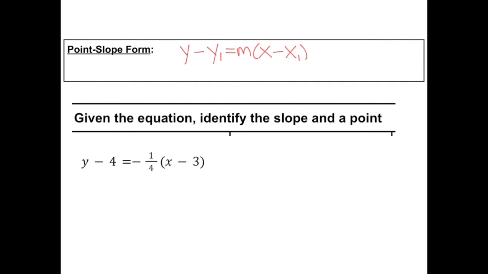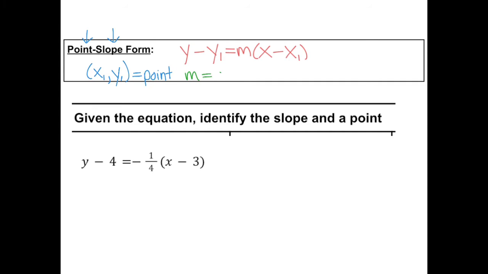Point slope form is y minus y1 equals m times x minus x1. Much like in the slope-intercept form, point slope form identifies a point and a slope on the line. So in this case, the point is identified with the little ones on the x and y. So x1, y1 represents a specific point on the line, one of many points on the line.